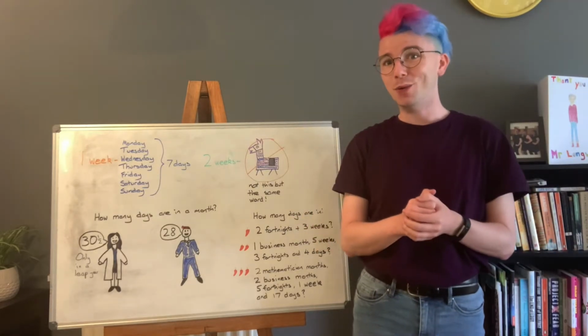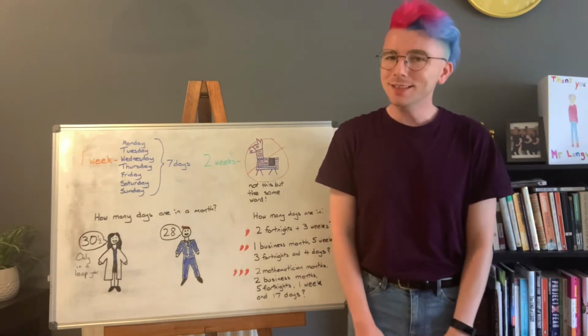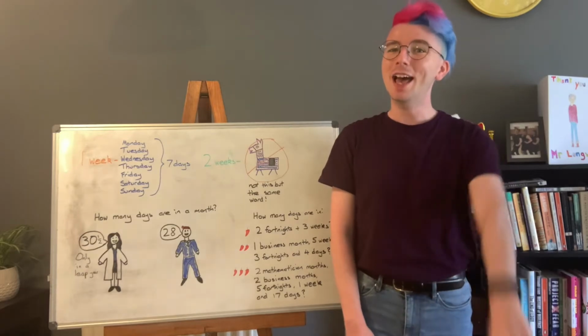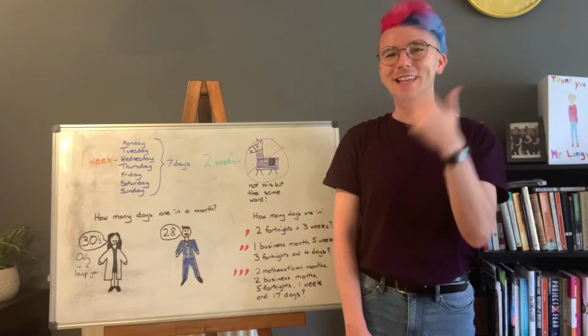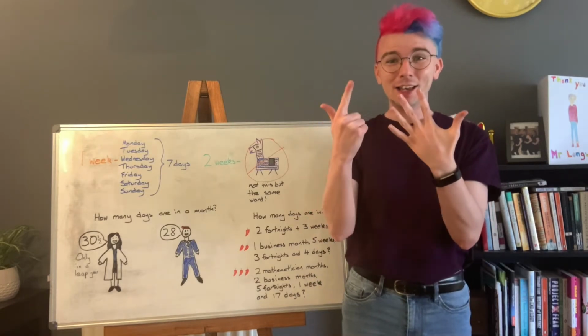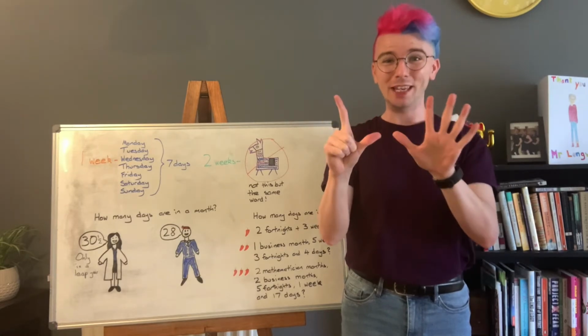First, let's answer the question, how many days are there in a week? Let's name the days and count along together. So, we have Monday, Tuesday, Wednesday, Thursday, Friday, Saturday, Sunday. There are 7 days in the week.